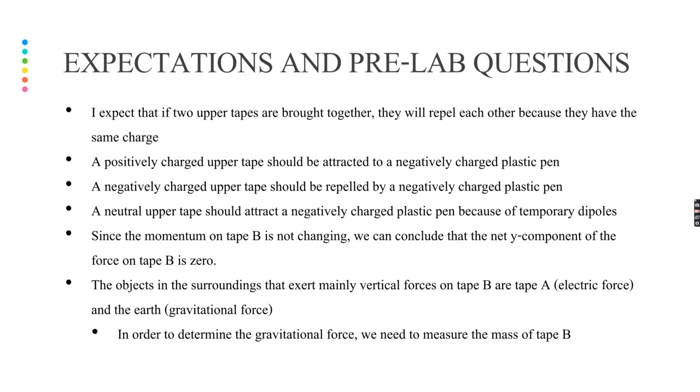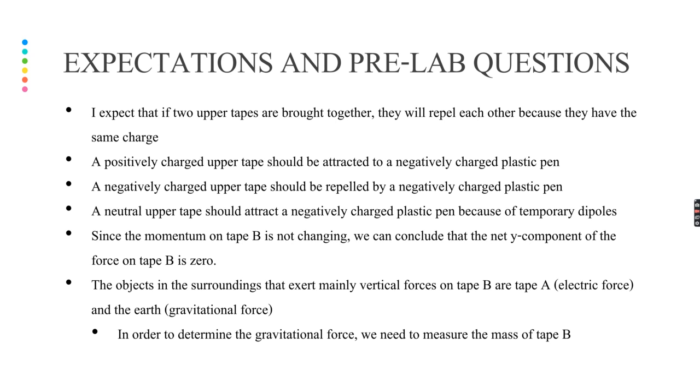Expectations and pre-lab questions. I expect that if two upper tapes are brought together, they will repel each other because they have the same charge. A positively charged upper tape should be attracted to a negatively charged plastic pen because their charges are unlike, and a negatively charged upper tape should be repelled by a negatively charged plastic pen because their charges are alike. A neutral upper tape should attract a negatively charged plastic pen because of the principle of temporary dipoles.